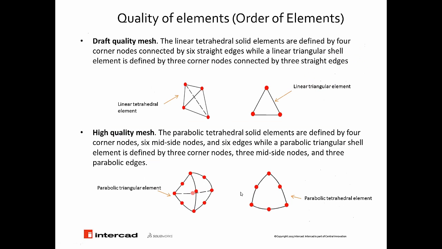But what we highlighted in the beginning was that we need to convert our CAD model to an FEA model using elements. The first division I would like to make here is about the quality of the element. We can have the first order, or what we call in SolidWorks a draft quality mesh or draft quality element, which might be a linear tetrahedral element or a linear triangular element. You might have 4 corner nodes and 6 lines, or just 3 corners and 3 lines.